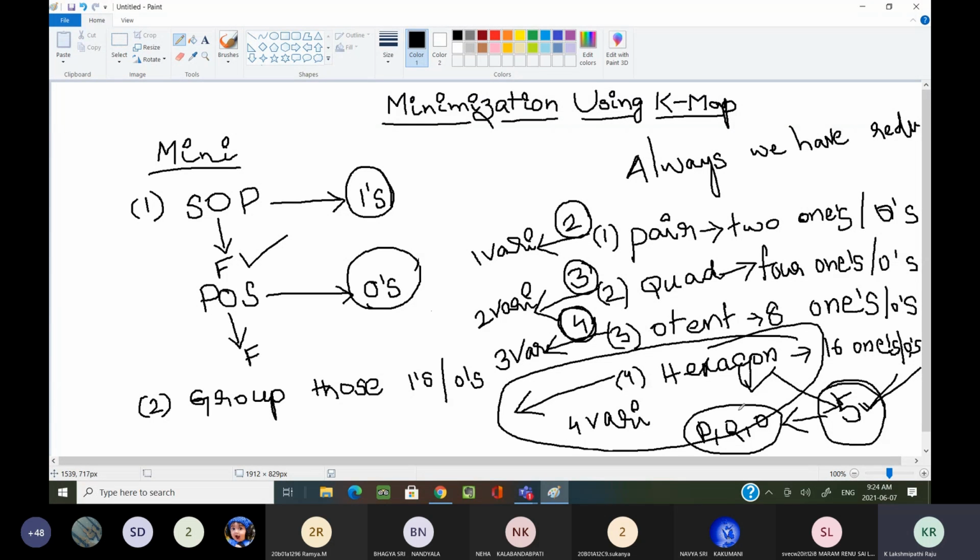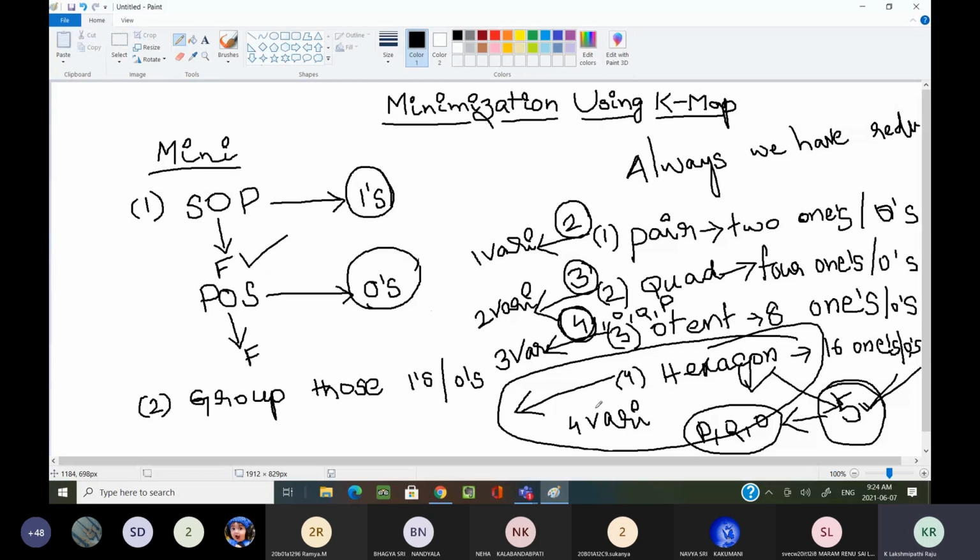Without any problem. If it is a 4-variable also, you can form. Now, if it is a 4-variable expression, you can form an octant, a quad, a pair, but you can't form a hexagon. Some people may think, sir, why can't I form? Because you are saying it is a 4-variable. The 4-variable K-map contains 16 cells. If in the given expression all the min terms are present, then can I form a hexagon or not? You can form a hexagon.